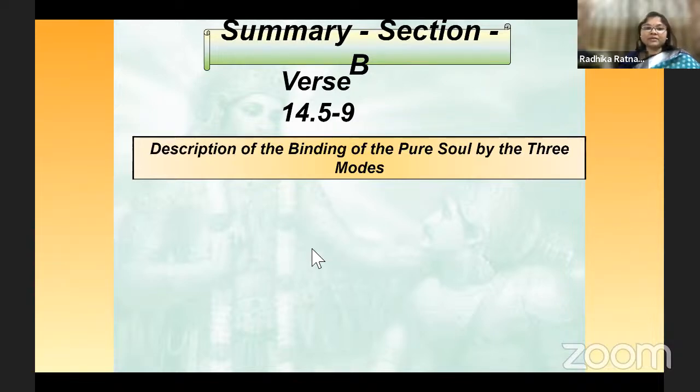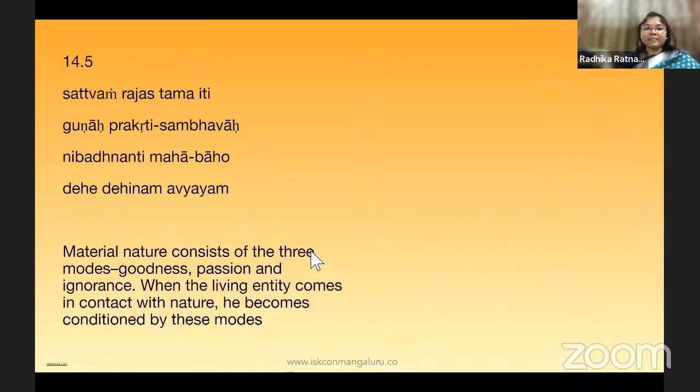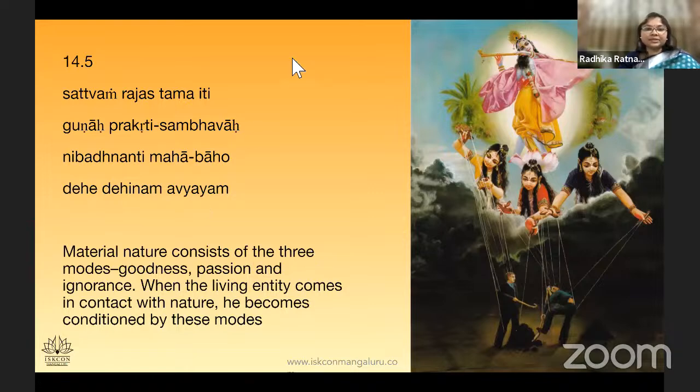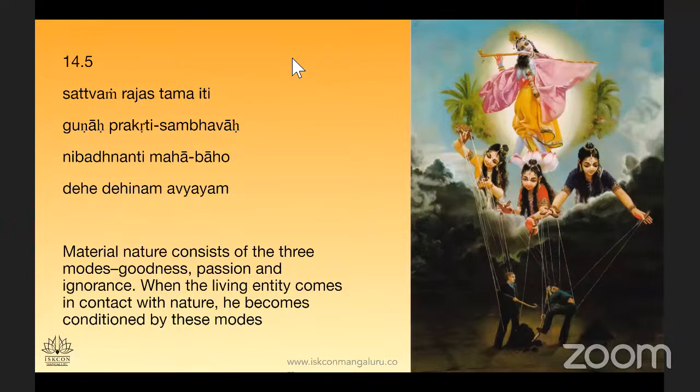So, description of binding of the pure soul by the three modes. Yes. Hare Krishna, Prabhu. Are you there? Hare Krishna, Mother.